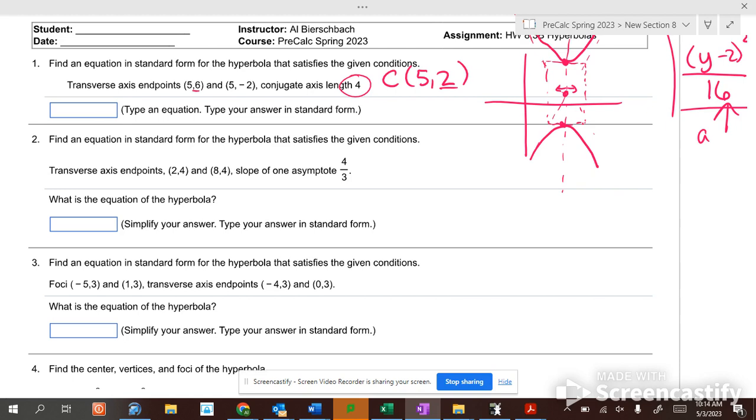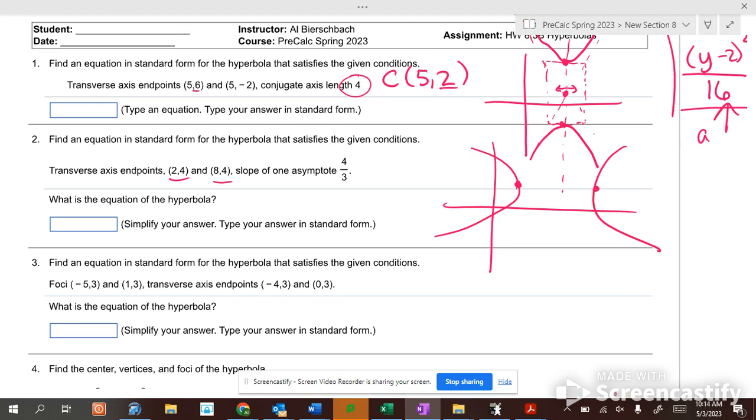All right, sounds good. Transverse axis, (2, 4) and (8, 4). Is that a left-right one or an up-down one? Left-right, okay. So if we graph it out, (2, 4) would be about right here. (8, 4) is about right here. So we got it going on like that, okay?